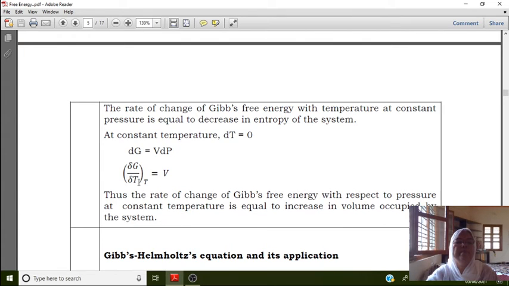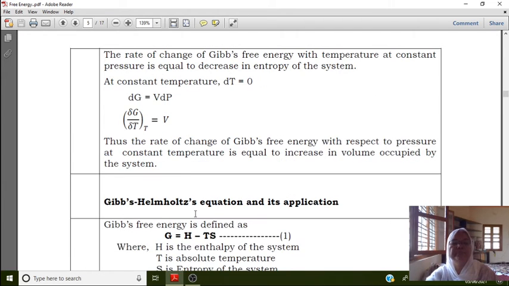Here there is a mistake. Here there must be V. That is, dG by dP at constant temperature is equal to V. And the significance of this equation is that the rate of change of Gibbs free energy with respect to pressure at constant temperature is equal to the increase in volume occupied by the system.